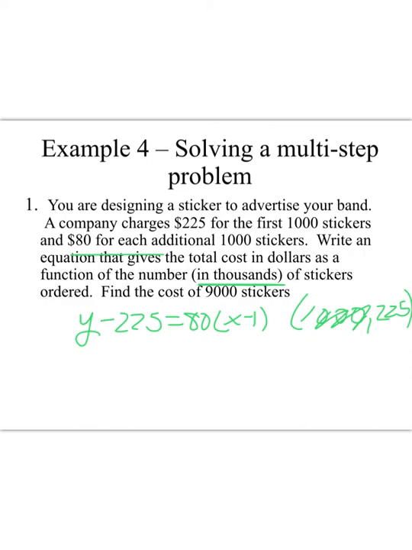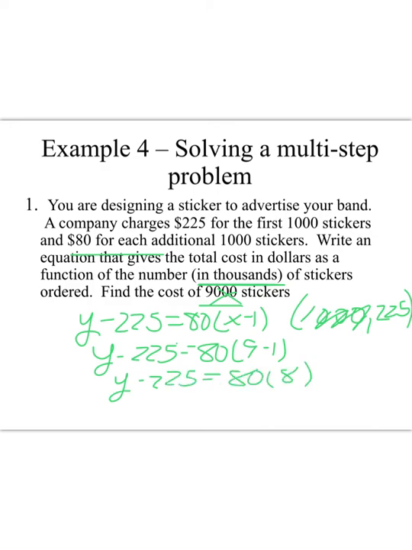So now that we have it written as an equation, we're going to find the total cost of 9,000 stickers. Again, I'm just going to use 9 to make my numbers a little bit smaller. So y minus 225 equals 80 times 9 minus 1. So y minus 225 equals 80 times 8, so y minus 225 will equal 640. We will add 225 to each side, and we figure out that the cost for 9,000 stickers would be $865.